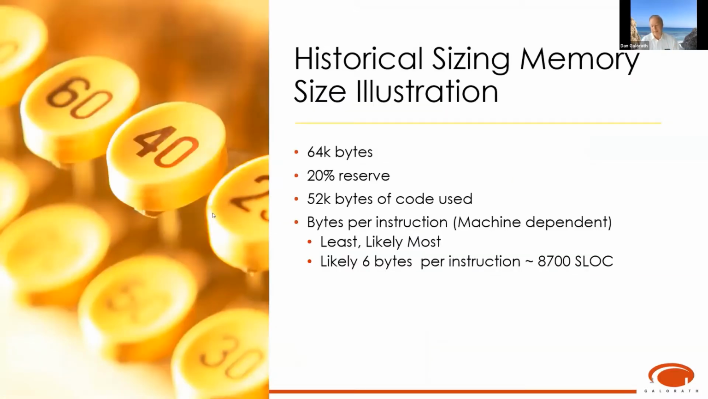First, historical sizing. We did this for people like the US Air Force and others. You have a 64K byte system. You must have a 20% reserve for growth. That means there's 52K bytes of code used. Bytes per computer instruction, depending on the machine, generally like 6 bytes per instruction. That was about 8,700 lines of code.